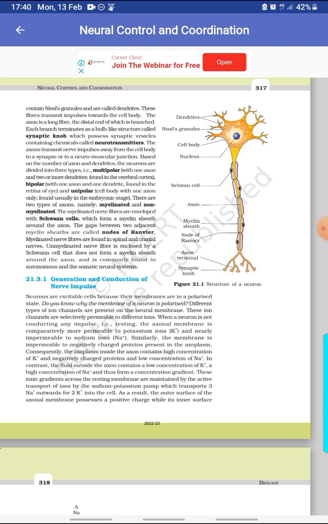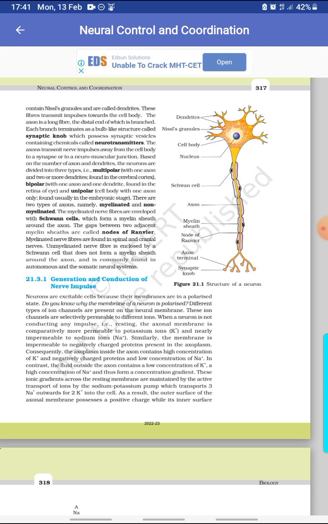Consequently, the axoplasm inside the axon contains a high concentration of potassium ions and negatively charged proteins, and a low concentration of sodium ions. In contrast, the fluid outside the axon contains a low concentration of potassium ions and a high concentration of sodium ions, and thus forms a concentration gradient, an ionic gradient across the membrane.